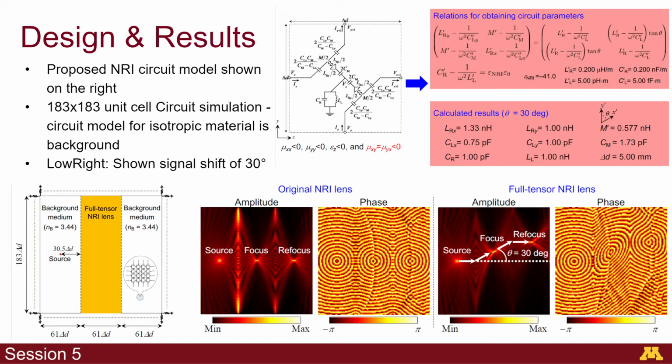By using the original NRI lenses as a control, a circuit simulation was set up of 183 by 183 unit cell simulation where at 30 degrees you can see in the bottom right the full tensor NRI lens, after receiving the source signal, focused that signal and then was able to shift it 30 degrees and then refocus that signal after that phase shift. From the SPICE simulation results and the original versus full tensor NRI lens simulation results, we can conclude that this is a feasible approach.